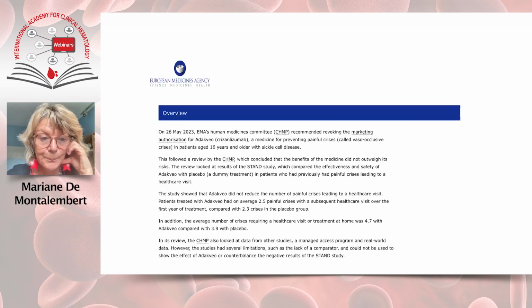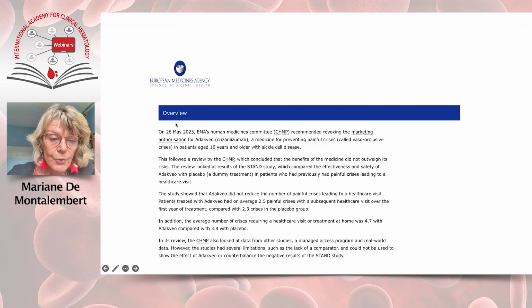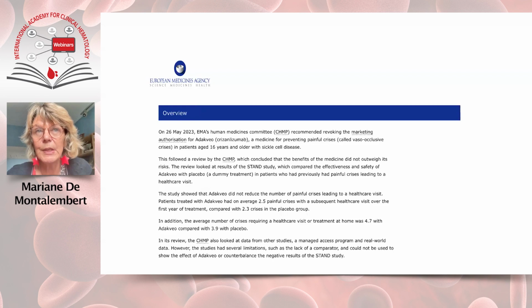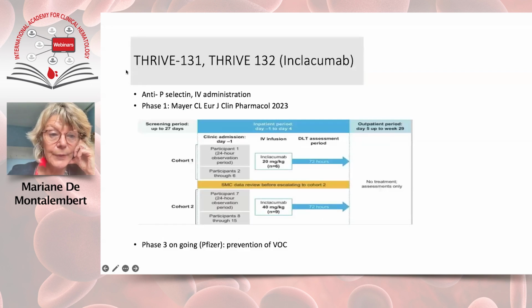The indication was pain. And the results are not yet published. I could not show you the results. But 1 year ago now, we had a message from EMA recommending revoking the marketing authorization for this drug in Europe. Because there was no clear decrease in the phase 3, the name was STAND, between the treated arm and the placebo arm. The point is that there were a lot of methodological weaknesses. The fact is we cannot use it now in Europe. Another anti-P-selectin undergoing study is inclacumab.